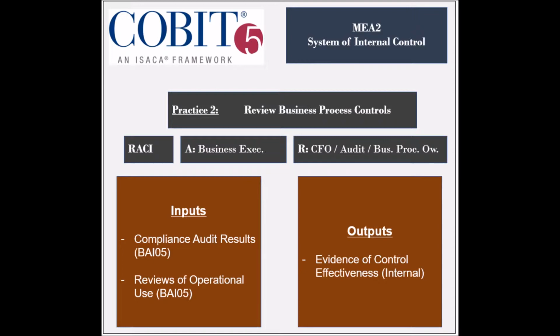The entity held accountable is the business executives. The practice receives 2 inputs, which are the compliance audit results and the reviews of operational use, both from the BAI5 process. It generates 1 output, which is the evidence of control effectiveness to be used internally.